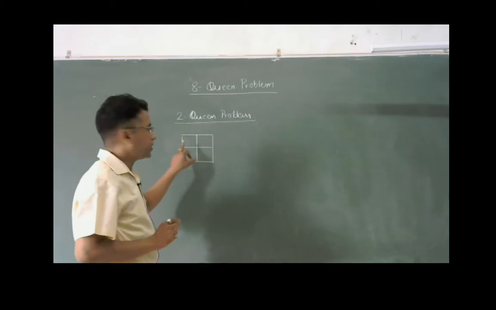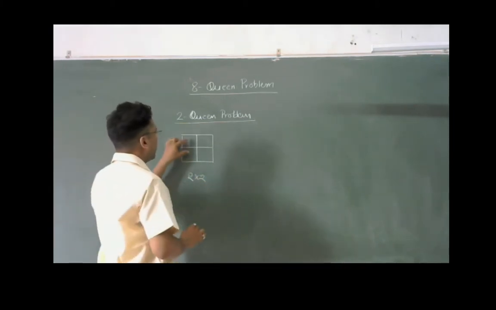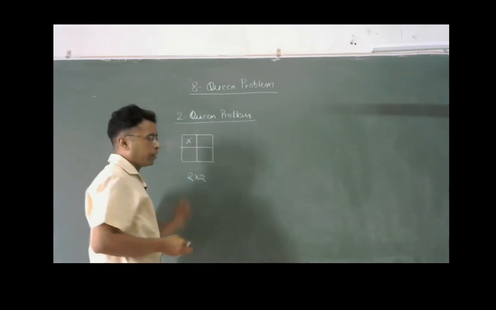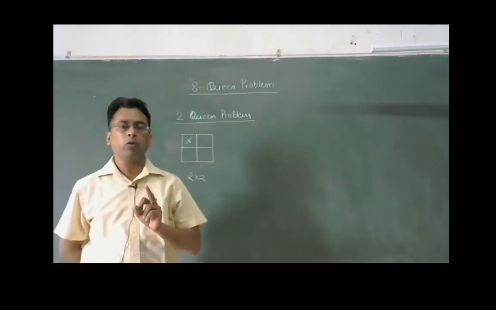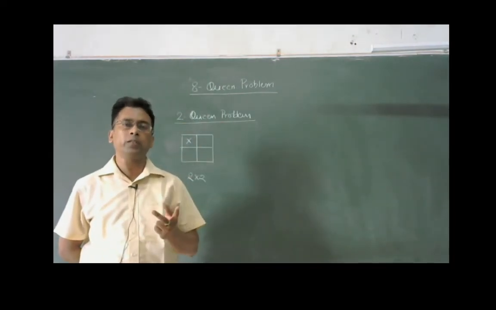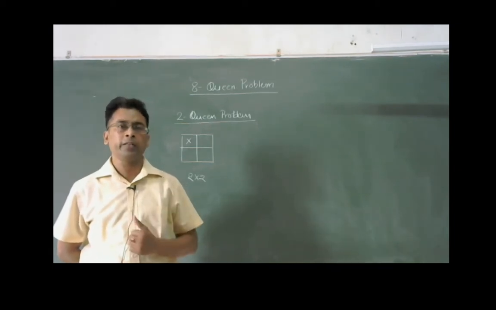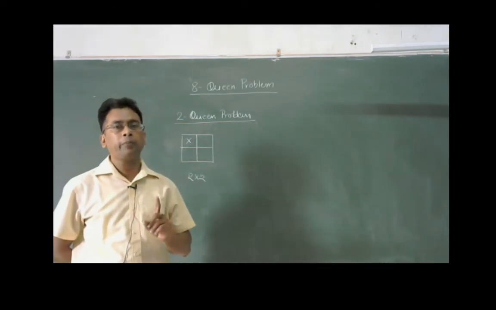First of all, this is the 2 cross 2 chessboard. In it, if we place a queen here, then in a row we can place only one queen, because if we try to place two queens in a single row, then definitely they will be in direct hit range of one another. So in that case, they will not be safe. So we can place only one queen in a row.